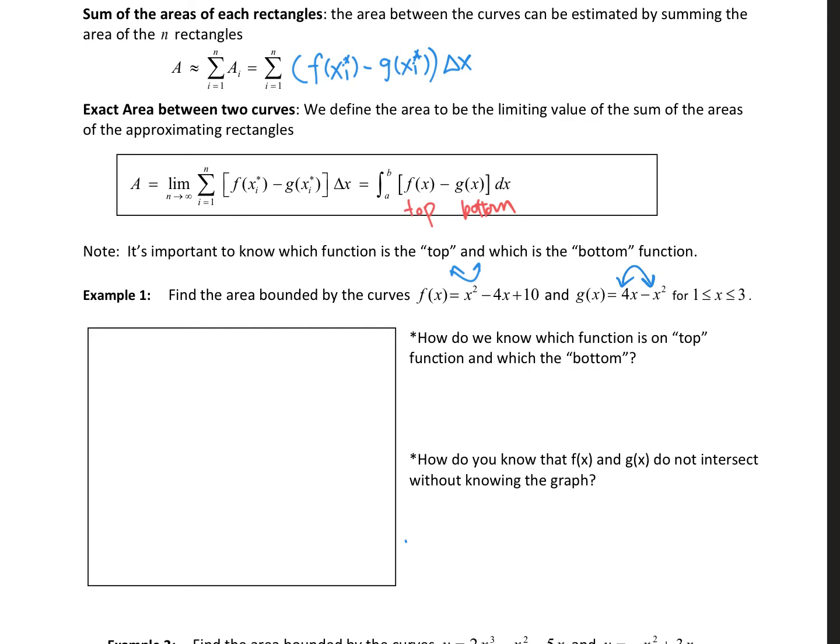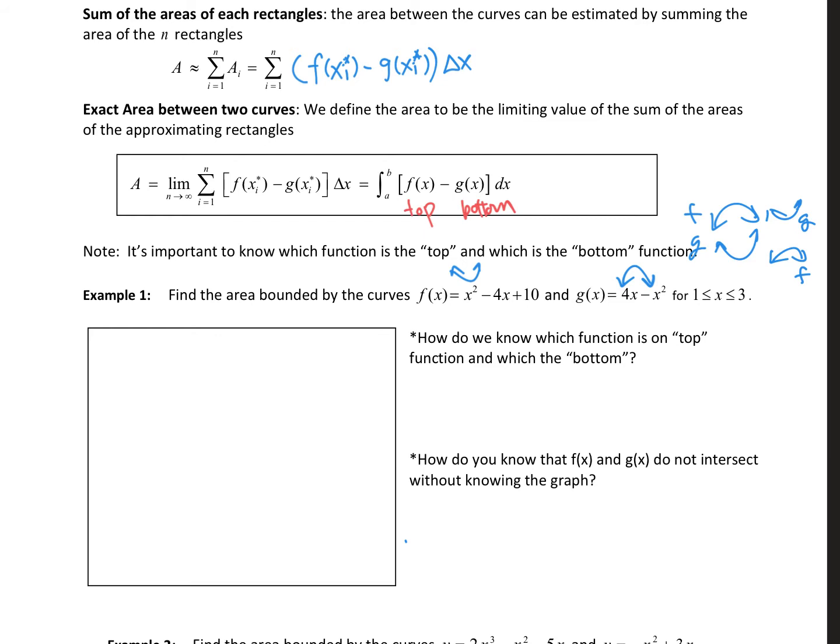So I'm going to try to graph it. How do I know it's going to look like this, with this being F and this being G, or how do I know it's going to look like G and F? So it kind of depends. If it looks like this, then F is the top function. If it looks like this, then G is the top function, right?